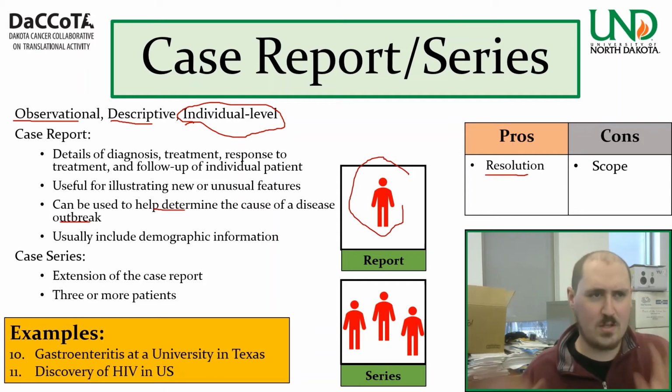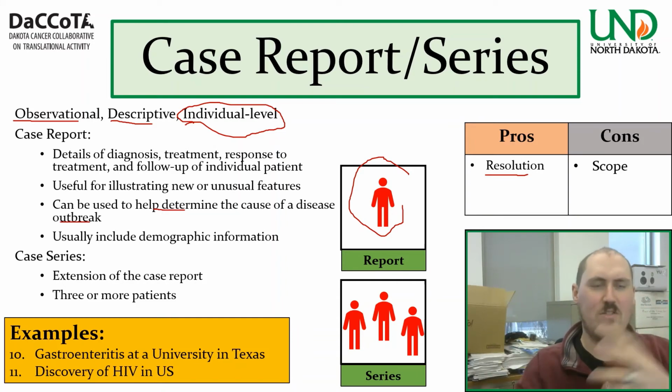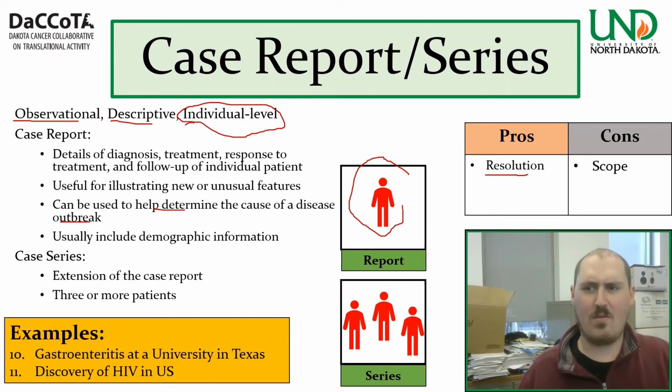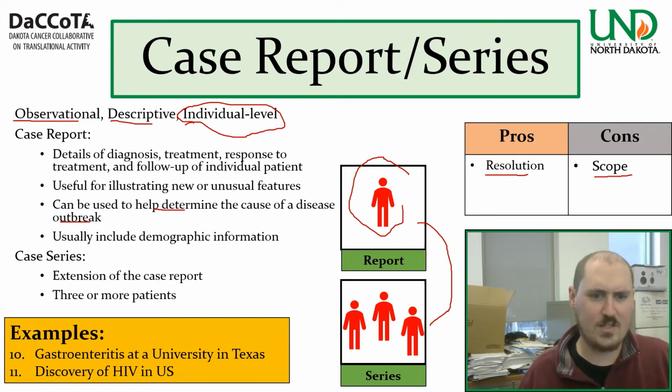Resolution is pretty great because you're really drilling down to the idiosyncrasies of one person and their response to something. However, it's hard to generalize with the scope. This is usually the start of a lot of things, and then you build up to a series and go up from there. So for example, there's this NIH example for training that the CDC has. It's on gastroenteritis at a University of Texas. Another example, in the broader public understanding, is the discovery of HIV in the US, which came through case series.